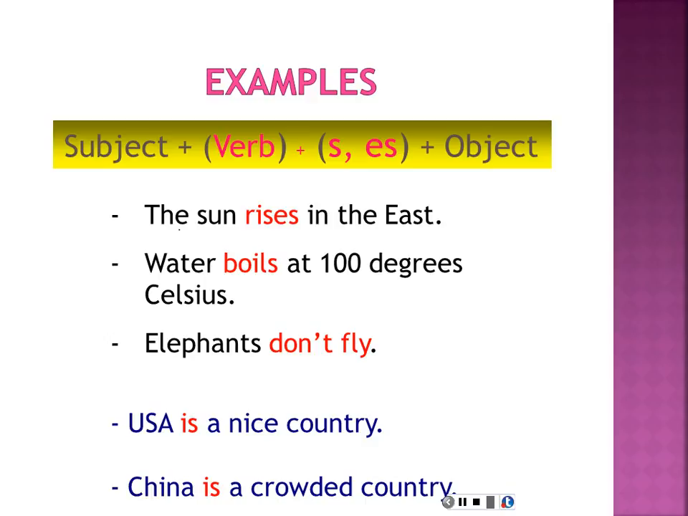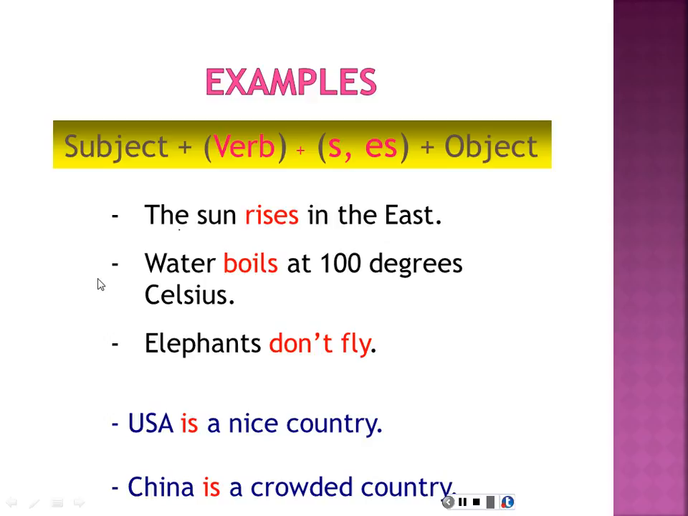Now in the second part of the examples, we have generalizations. When we make a generalization, we apply a general statement to something. So here we have two examples. The first example, USA is a nice country. So this means all of the United States of America, all of the states, are nice. It means everything in this country is nice. Maybe this is not true. So this is a generalization, a generalization about the whole United States.